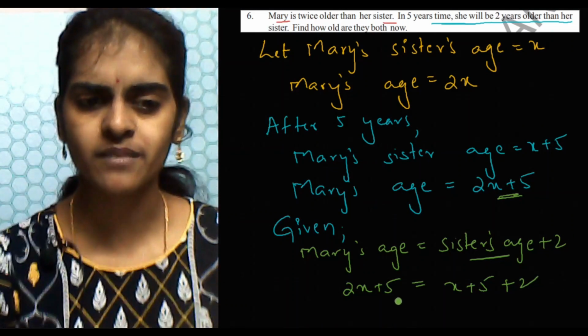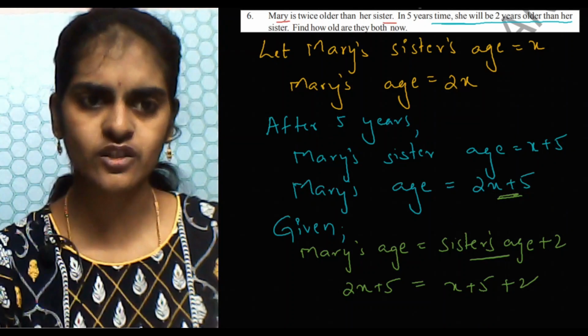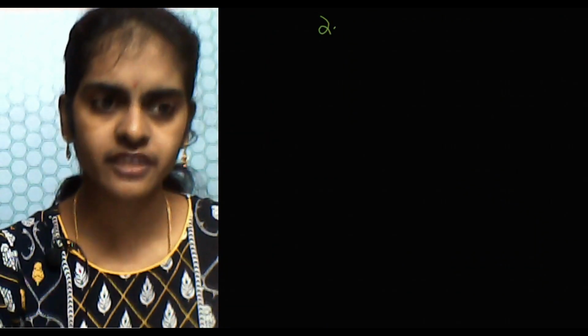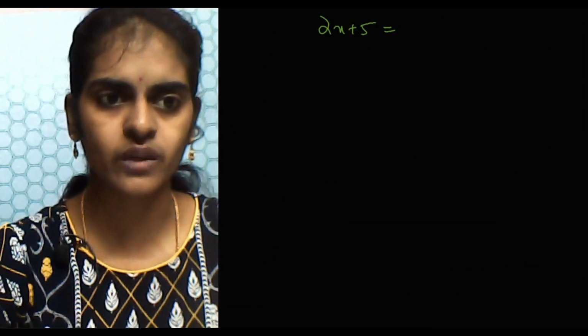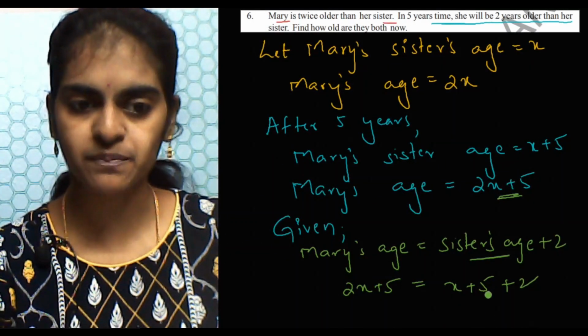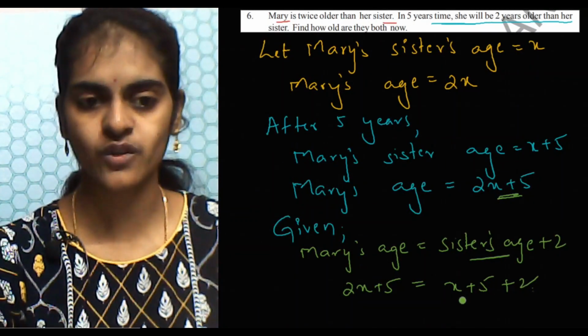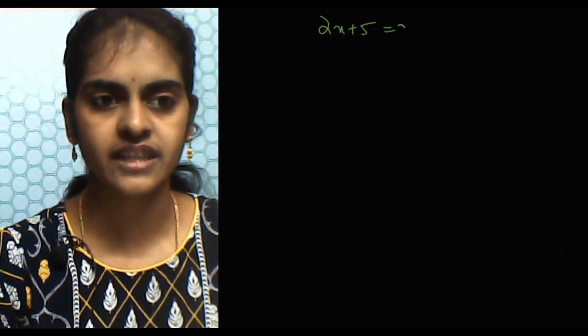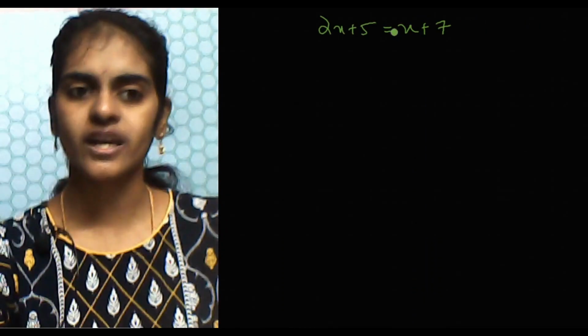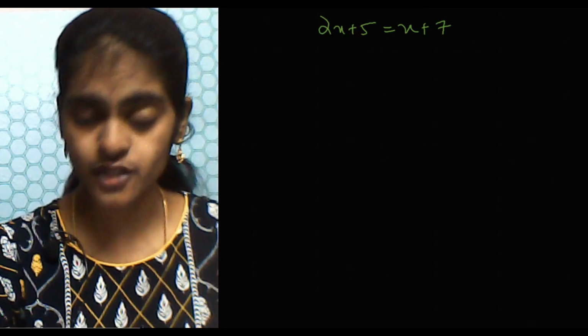Got it? So by simply solving this, you'll get the answer. Let me write it here. You have 2x plus 5 is equal to x plus 5 plus 2. 5 plus 2 is 7, so it is x plus 7. Let me transpose this x to the LHS.